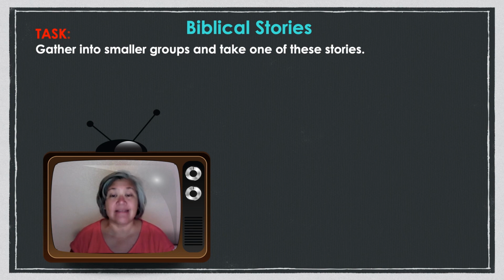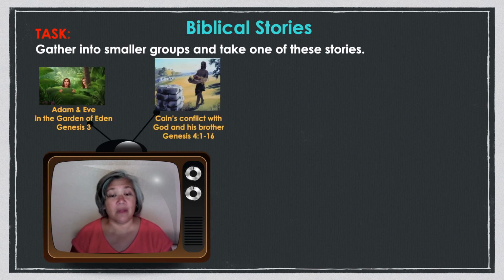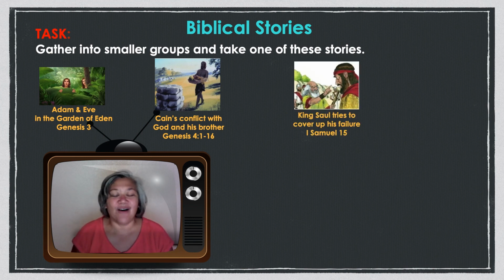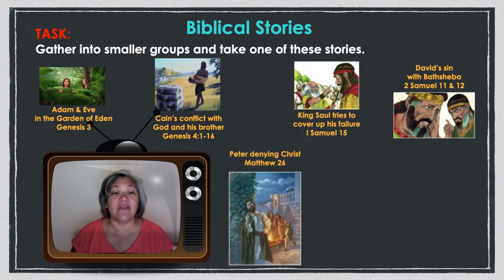Let's take a look at some biblical examples. The task that you are given now is to gather into smaller groups and take one of these stories. If there are not enough students to cover all of these stories, go ahead and select the one that you would like to cover. We have a few examples here. Adam and Eve in the Garden of Eden, Cain's conflict with God and his brother, not God's brother, Cain's brother. King Saul tries to cover up his failure. David's sin with Bathsheba. Peter denying Christ. And the prodigal son.